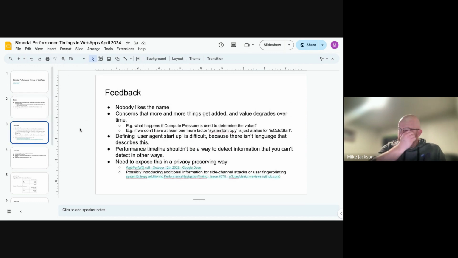I think previously this was called system entropy, and I think we've received a ton of feedback that nobody likes the name, that there are these discrete values, and providers are really interested in knowing why things were necessarily slow. And then we also talked about a while back in October of 2023 that it needs to be exposed in a privacy preserving way.